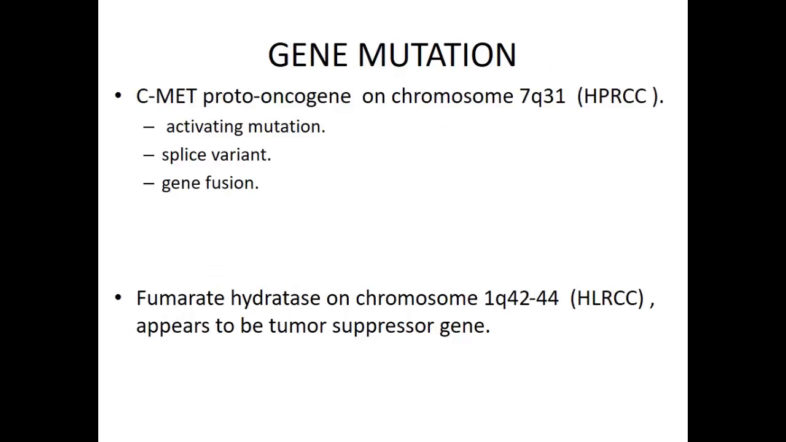Type 1 HPRCC is associated with the MET proto-oncogene, which is located on chromosome 7q31, and the type of mutation can be an activating mutation, splice variant, or gene fusion. The hereditary leiomyomatosis RCC is associated with the fumarate hydratase gene mutation, which is a tumor suppressor gene located on chromosome 1q42 to 44.